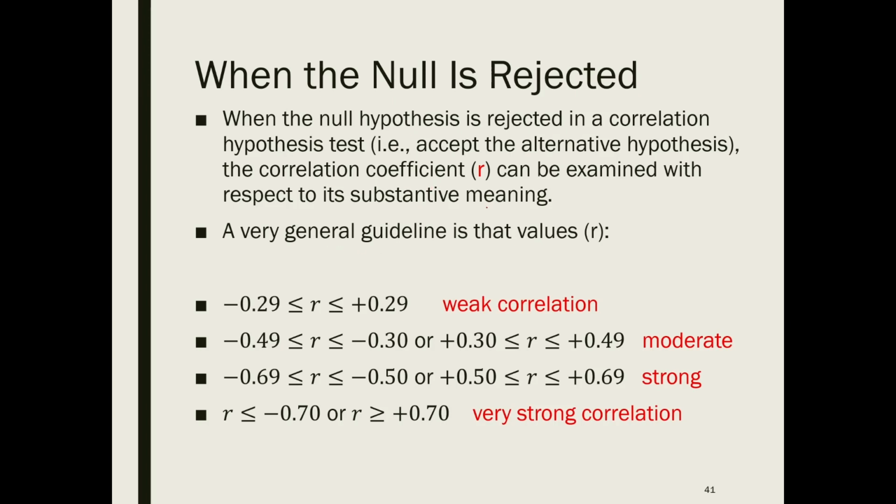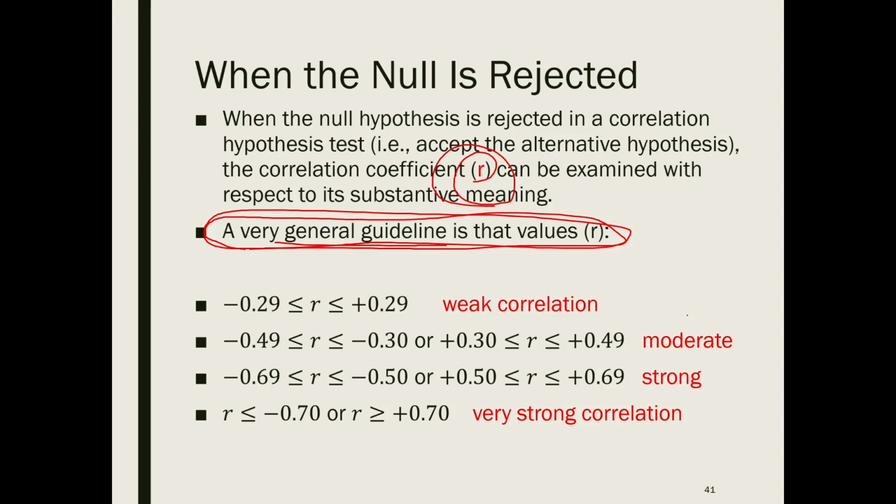The very first step is to interpret the R by itself to see how strong the correlation is between the two variables. I give you some general guidelines. Different disciplines in social science may have different guidelines or criteria, but typically this is what I use. A weak correlation is when R lies between negative 0.29 and positive 0.29, and then we can cut the rest into halves.